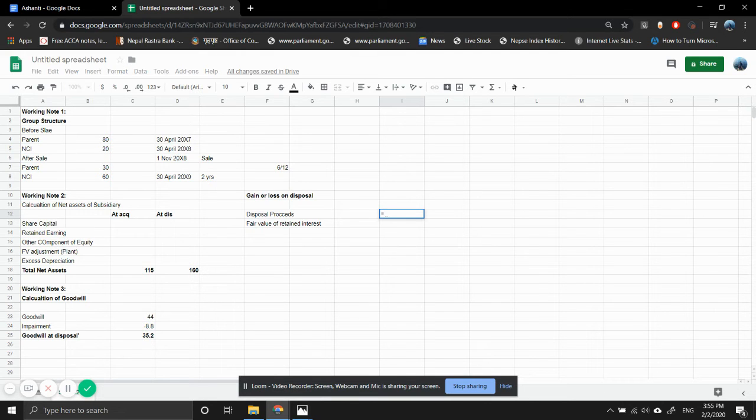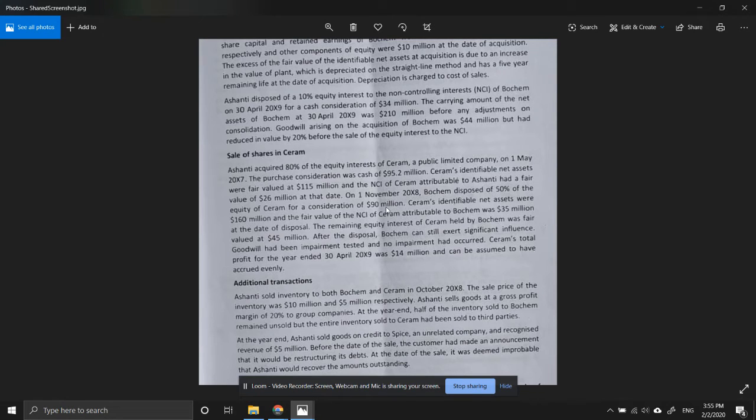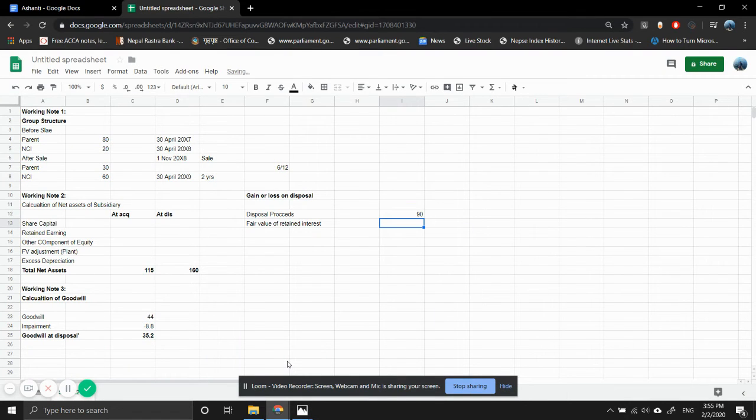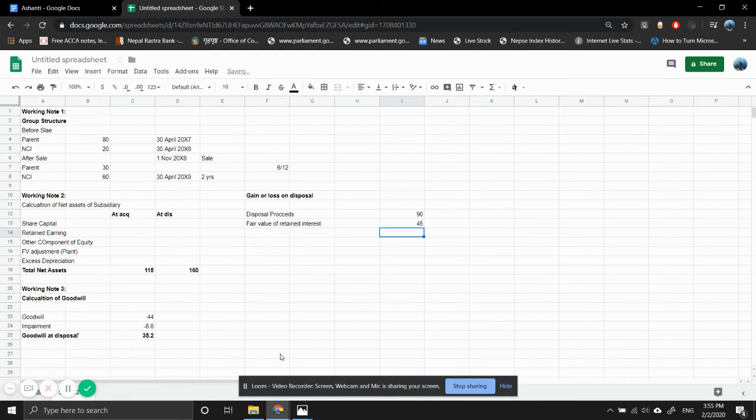So how much is it? Disposal proceeds, 90 million. 90, right? Fair value of retained interest, how much is the retained interest? 45. And that means this plus this, less interest disposed of, NCI disposed of.